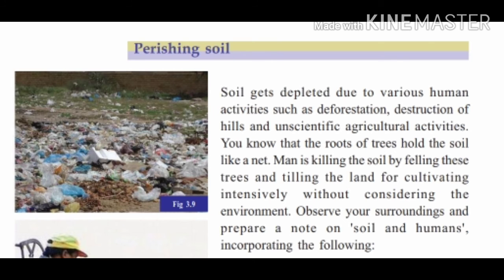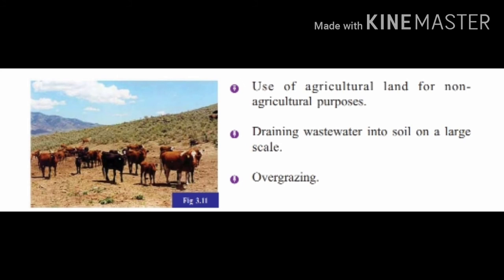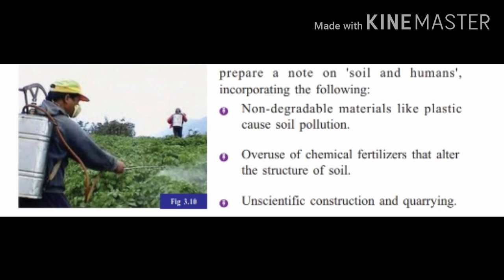Now we have to check how we are destroying the soil, how the soil gets destroyed. Due to different human activities like deforestation, destruction of hills, overgrazing, agricultural activities, excessive use of pesticides, all destroy the soil very badly.